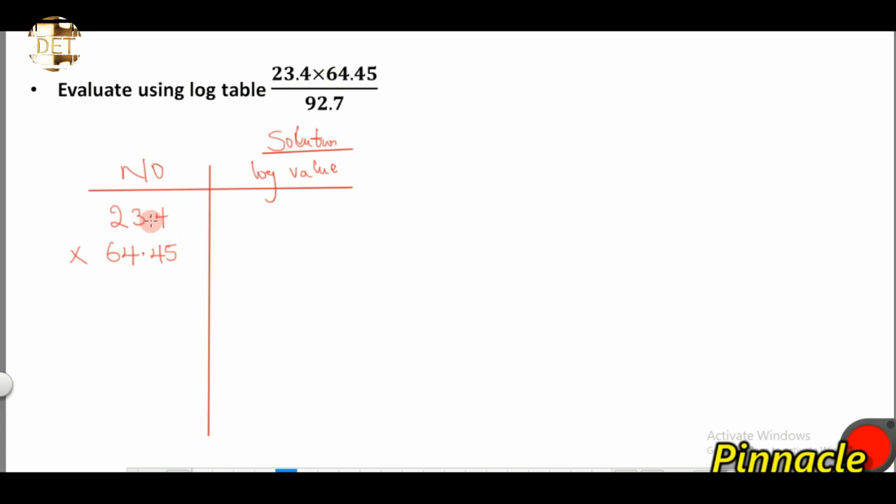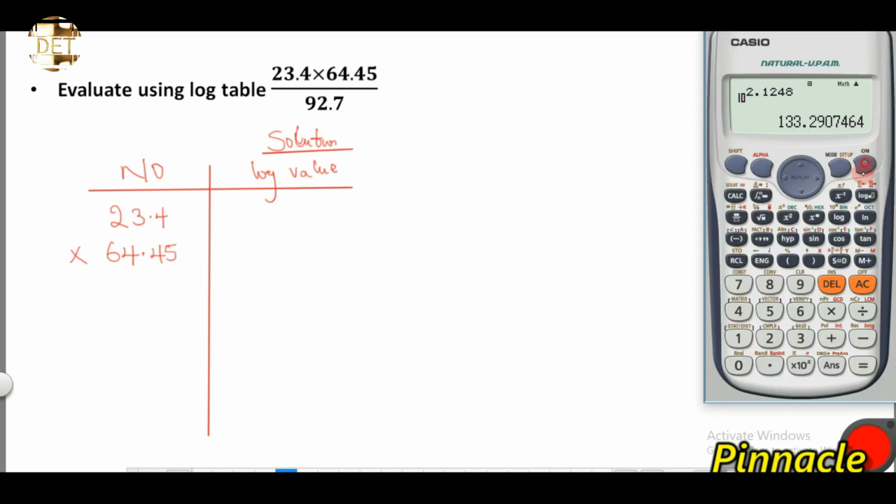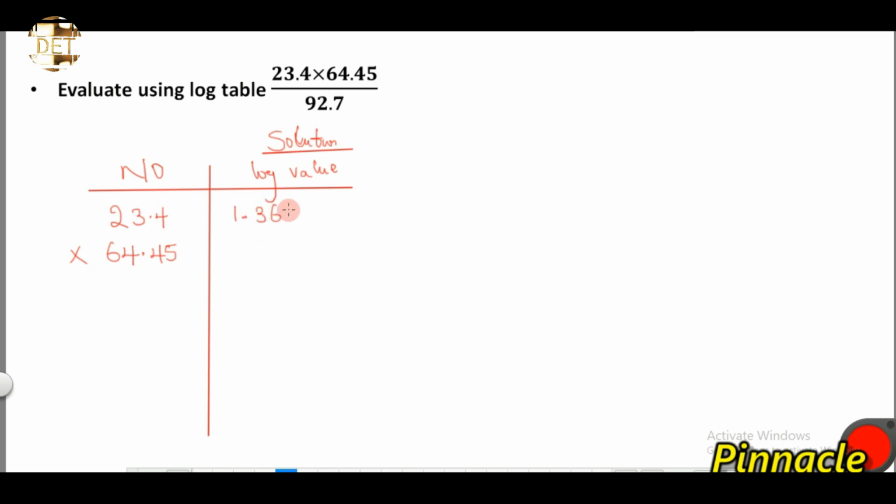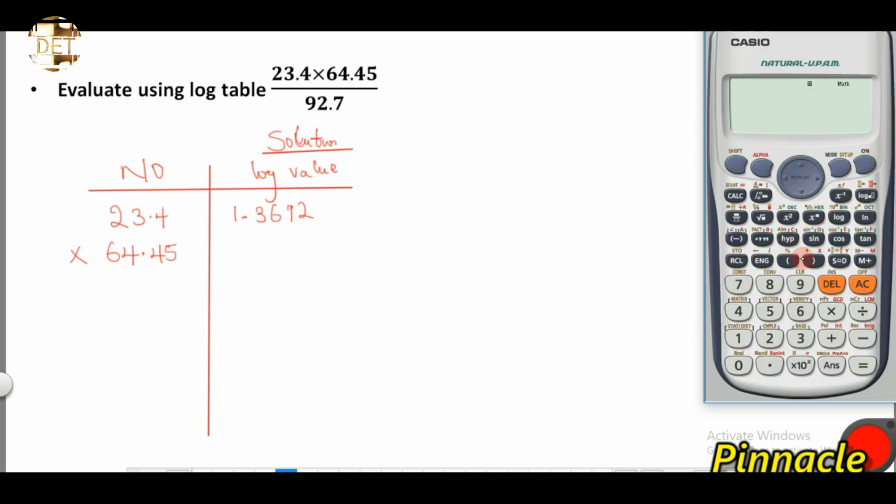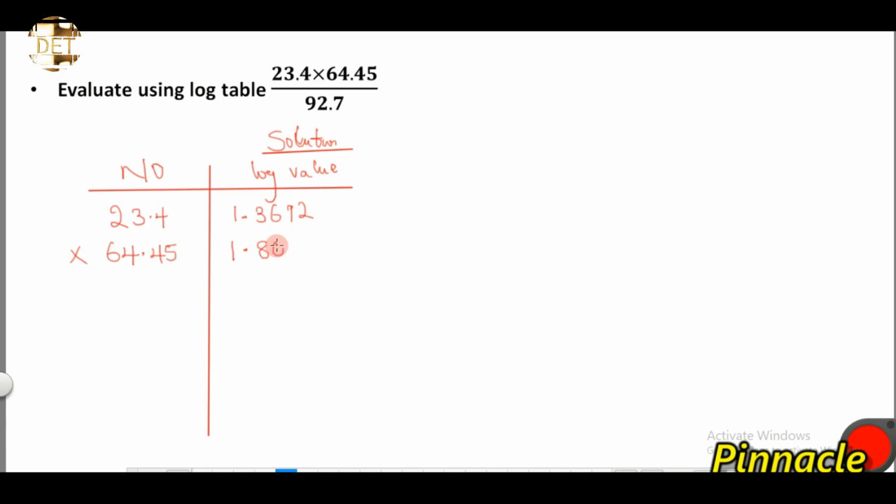So what's the log value of 23.4? I'll bring out my calculator and press log 23.4, and that is equal to 1.3692. Then I will look for the log value of 64.45. Log 64.45 is equal to 1.8092.